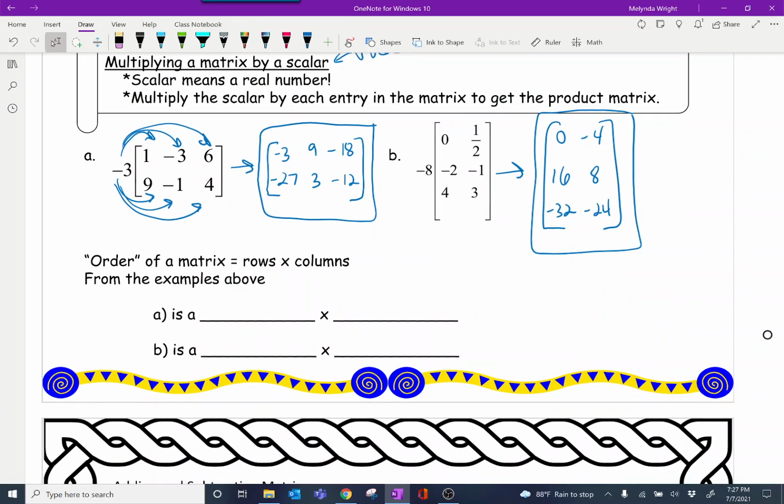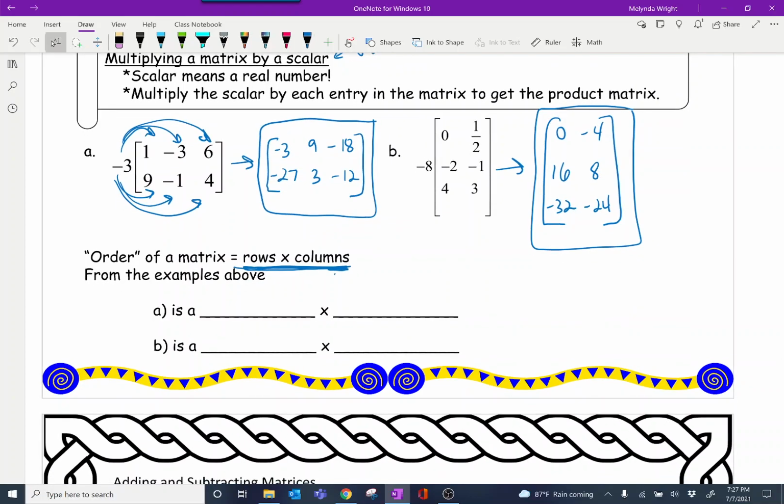So the order of the matrix is a really big deal. It's always rows by columns. Always rows by columns. Not columns by rows, it's rows by columns. So let's look at matrix A. Matrix A is, let's see, 2 rows by 3 columns. That's a 2 by 3 matrix. Okay, that's good. So matrix B, I have 3 rows by 2 columns.